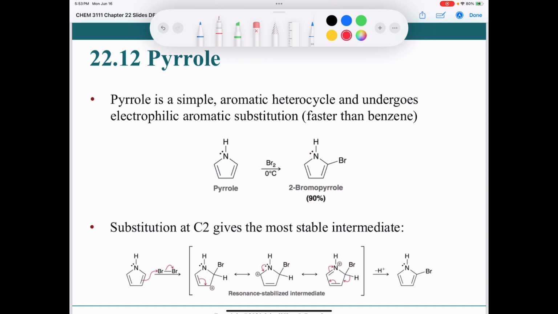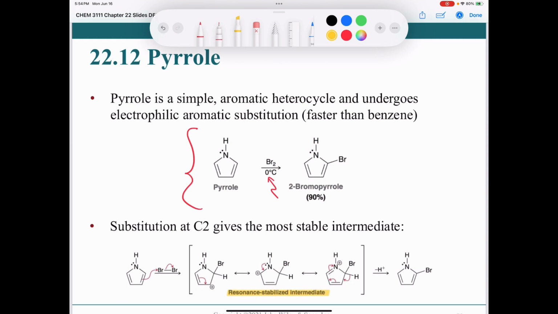Pyrrole undergoes reactions that are expected for an aromatic system, such as electrophilic aromatic substitution. In fact, pyrrole is even more reactive than benzene, and low temperatures are often required to control the reaction. Electrophilic aromatic substitution occurs primarily at carbon-2 because the intermediate formed during the attack at carbon-2 is stabilized by resonance.